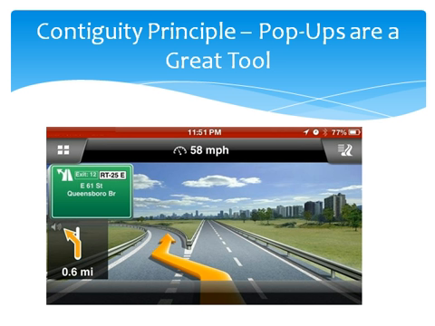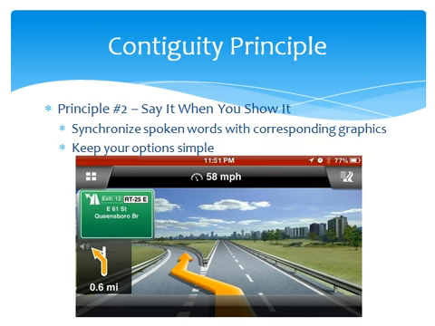There are also, however, some problems when it comes to these kinds of tools as it relates to the next principle. It's always important that we only show our pop-up, as an example, when we talk about it. So there's no point, for example, for this to pop up any earlier than it needed to, or any earlier than the voice that would come on and tell us our left exit is coming. It's important to synchronize. It's also significant to keep them simple, because you don't want to confuse any learner, or in this case, a driver.